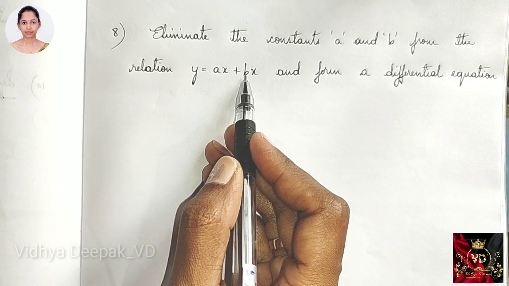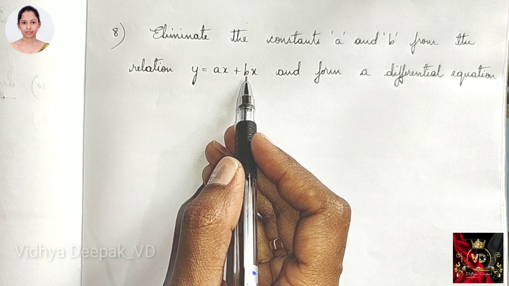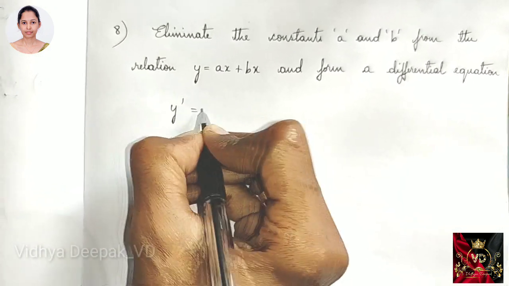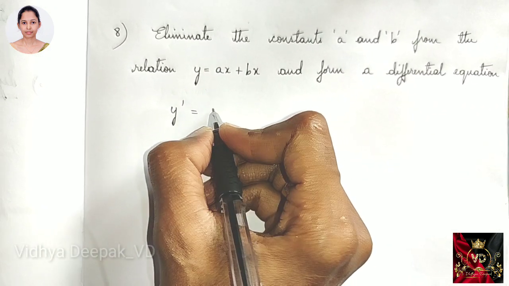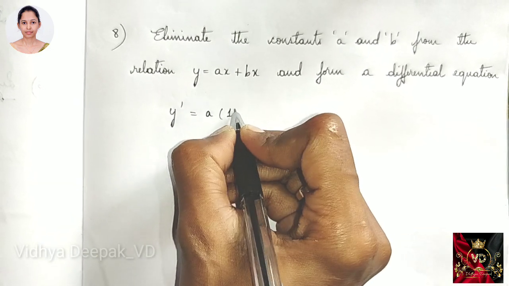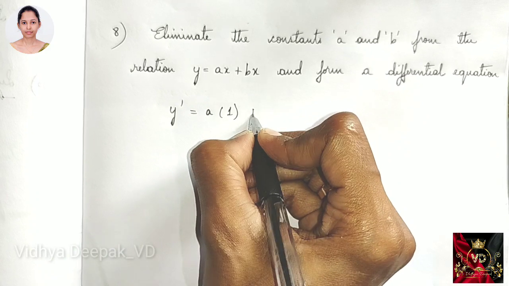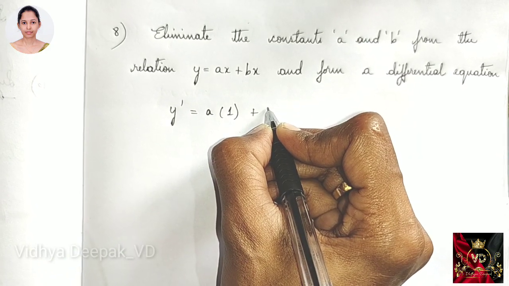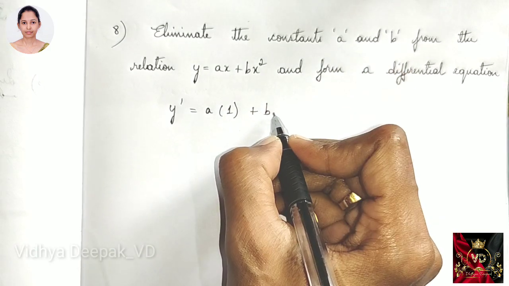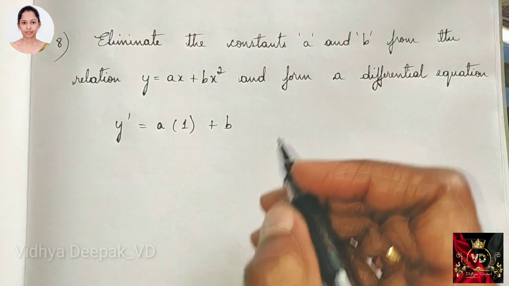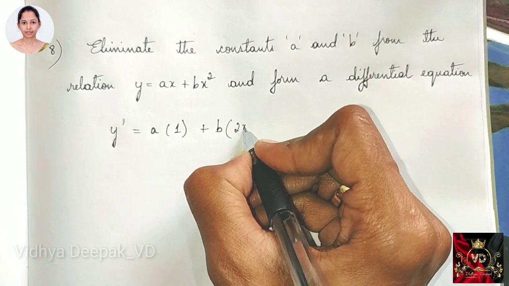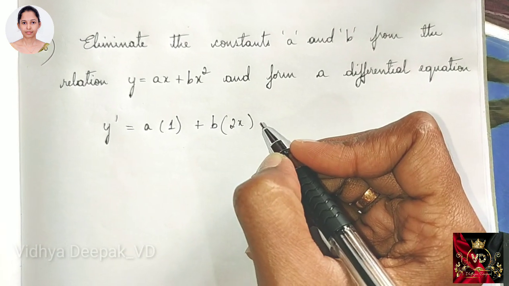So there are two arbitrary constants. That means we have two differentiations. So y dash is what? It is nothing but dy by dx. It is a into differentiation of x is 1 plus b into, sorry, this is x square, children. So this is x square. So we have 2x is the differentiation of x square.